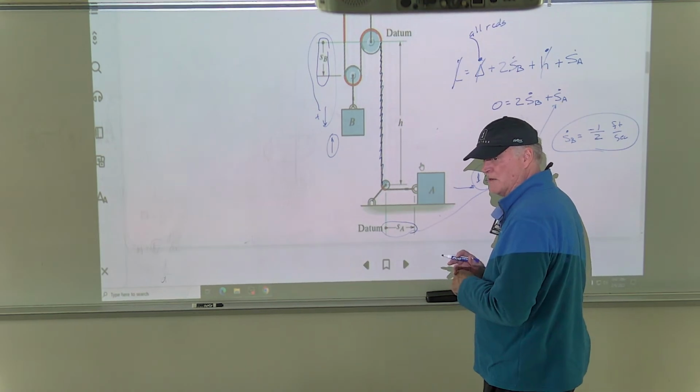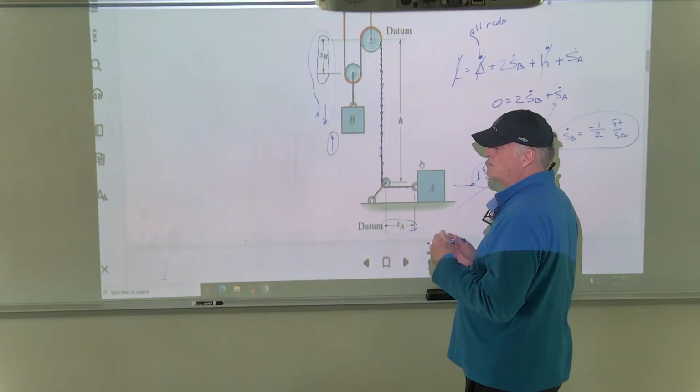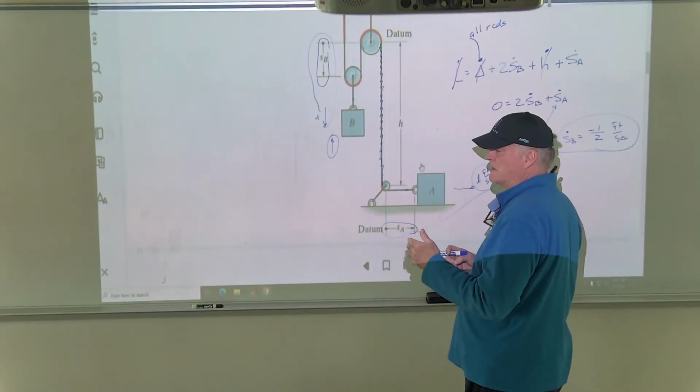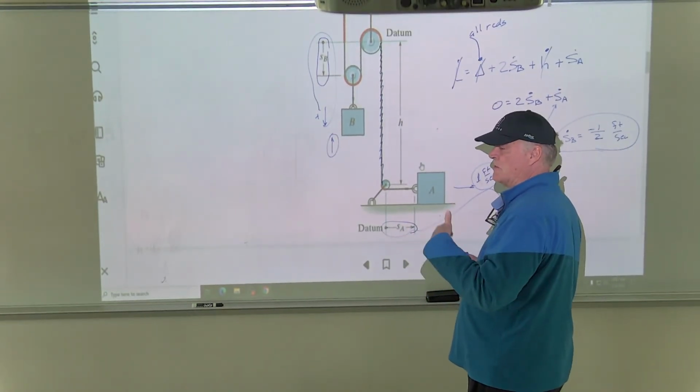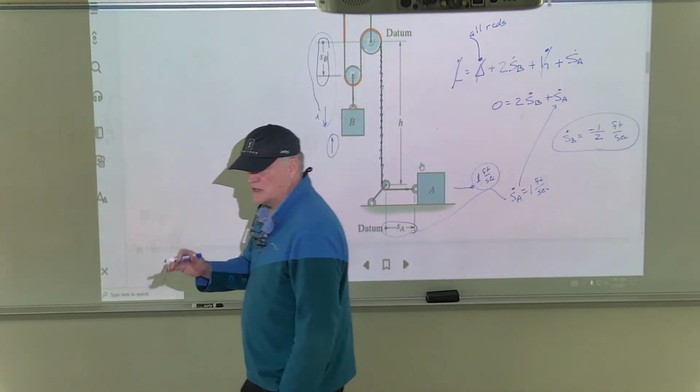What is a datum? A datum is a location that you measure from in which the datum doesn't change. So datum's like a fixed point? Yeah, it's a fixed point.